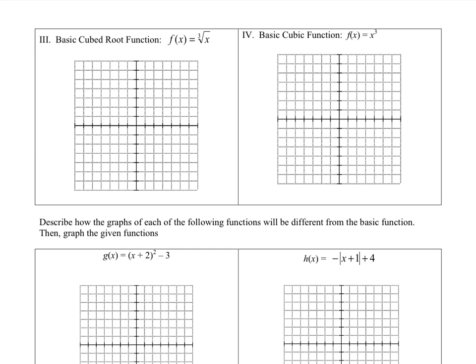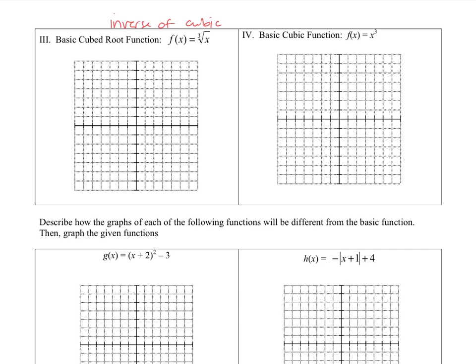So the cube root function. The cube root function is really the inverse of a cubic function, right? And what do we know about inverses? Their x and y values are swapped, right? We switch the x and the y values when we work with inverses. So why don't I just do the cubic function first, even though it comes next?